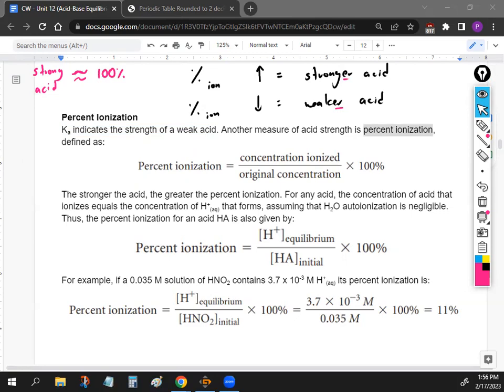All right, and it's very easy to find percent ionization. Basically, it is going to be the concentration of H plus at equilibrium divided by the initial concentration of the acid. Do you guys still have 12.29 on you? Somewhere you can look at the numbers, the previous problem? Okay. So we'll use that as our example.